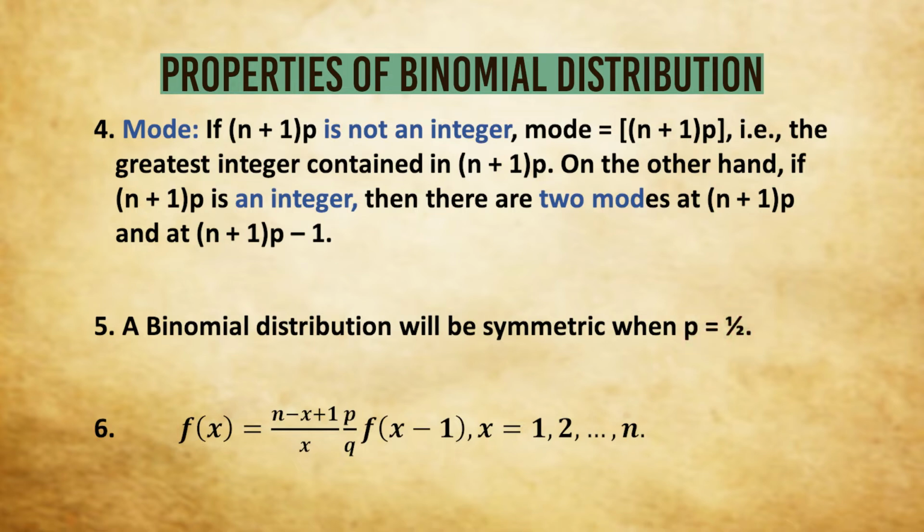And there is a very important recurrence relation in binomial distribution, as you can see on the screen. f(x) is equal to (n minus x plus 1) by x into p by q into f(x minus 1). Look at the values of x. x runs from 1 to n. That means if I put x equal to 1, I can get it in terms of probability x equal to 0, that is f(0). If I put x equal to 2, then f(2) can be obtained in terms of f(1) and so on. This is why this relation is called a recurrence relation.